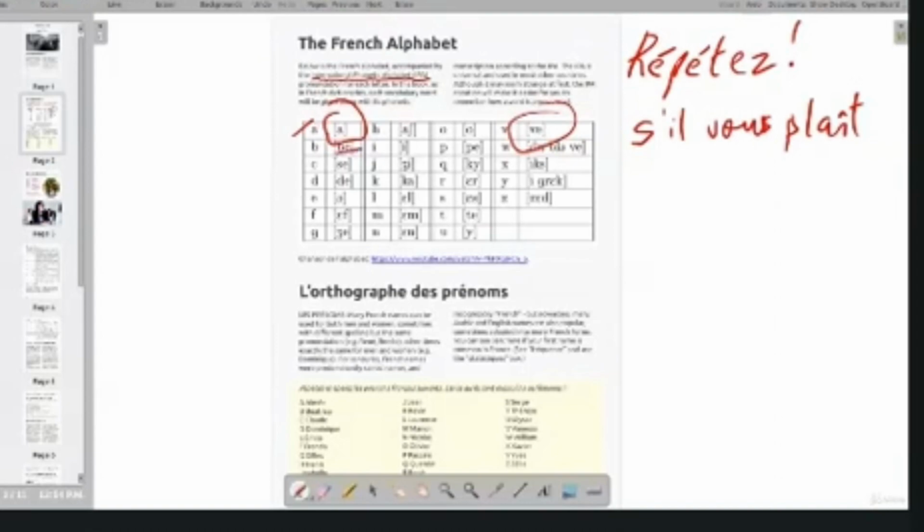B, C, D, E, F, G, H, I, J, K, L, M, N, O, P, Q, R, S, T, U, V, W, X, Y, Z. So these are the French alphabets accompanied by their phonetic transcriptions, how to pronounce them.